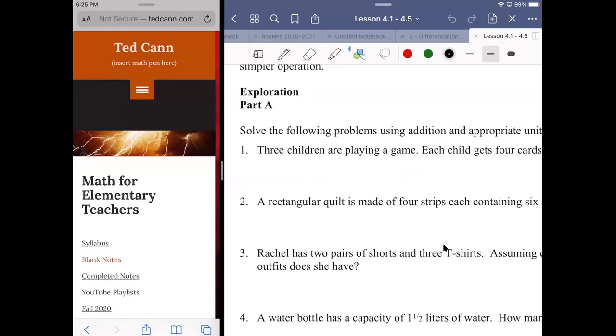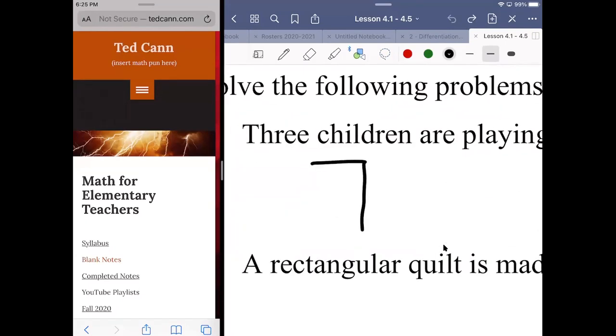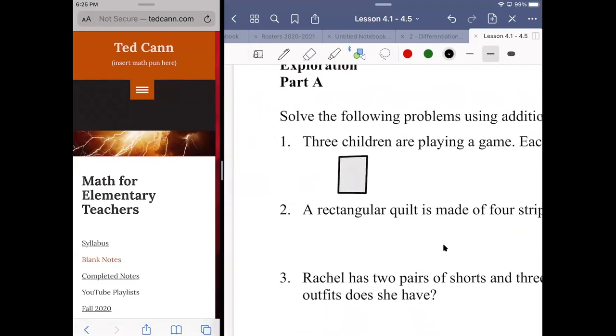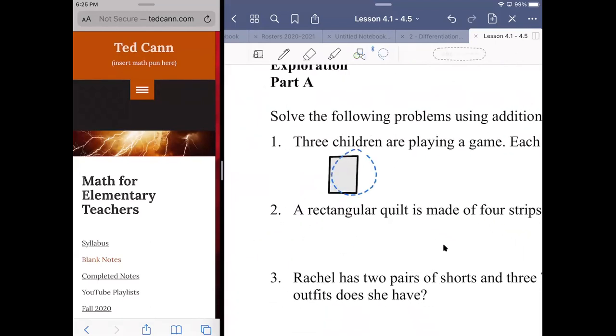Right. So 3 children play a game. Each one gets 4 cards. So I'm going to draw 4 cards. That's not a card. Rectangles. It used to be so easy on this app. Ooh, it's more of a parallelogram, but I'm going to live with it. I'm going to do a little overlap to show them in sets.